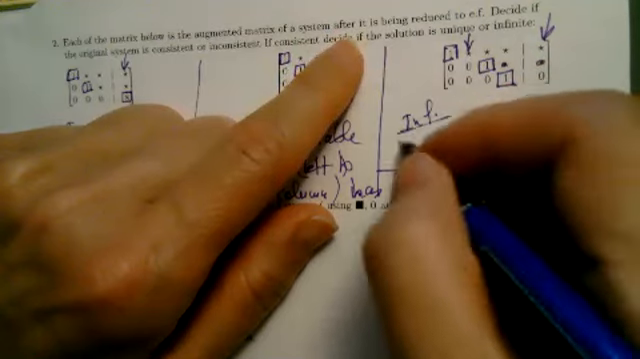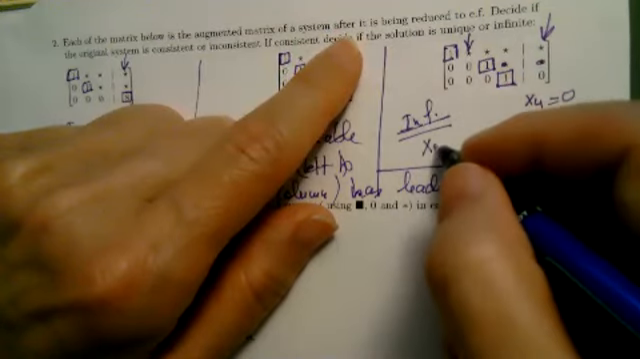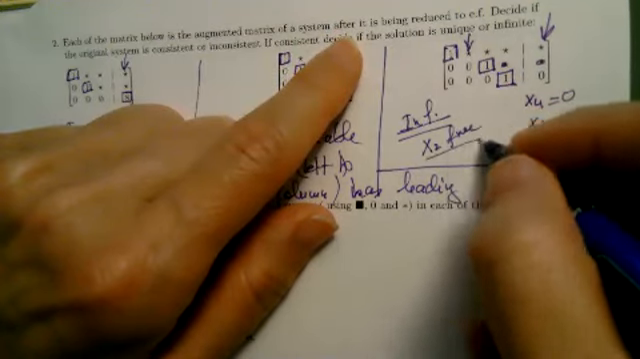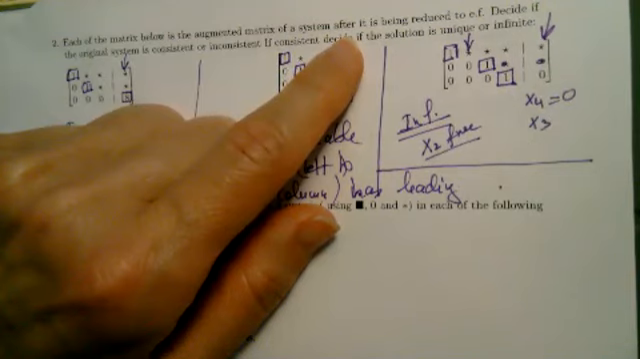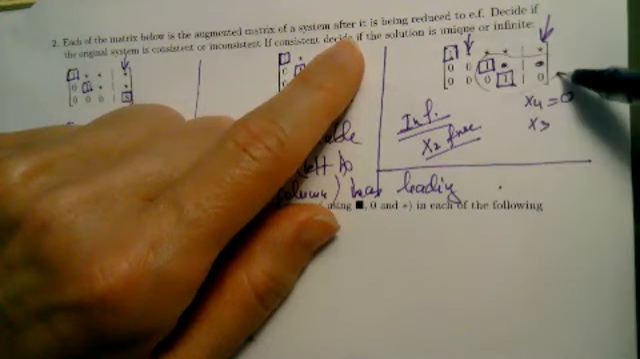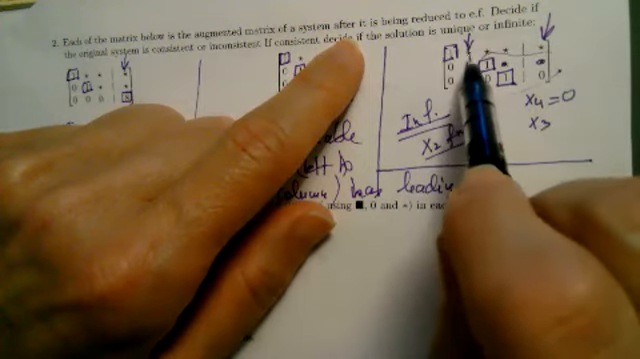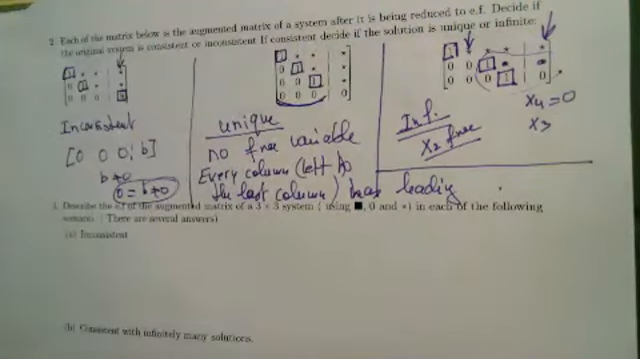So that's infinite, infinite because x2 will be free. Every time I change the value of x2, I'll generate a different value for x1. So x3 and x4 are going to be fixed, but x1 will change with x2. Every time you give x2 a value, x1 will generate another value.